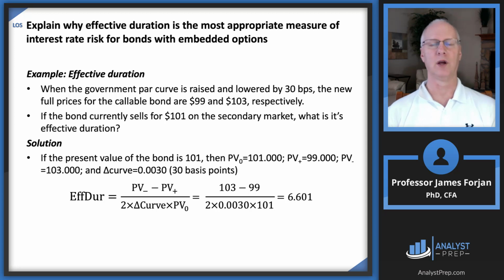And so note, all we're going to do is take the 103 minus the 99 in the numerator, right? I told you that this was going to be a positive number. And then multiply this by 2 times the current price. What was that? 101 times the change in the basis points. So 30 basis points is 0.003. And so here's our effective duration of the bond, 6.6.